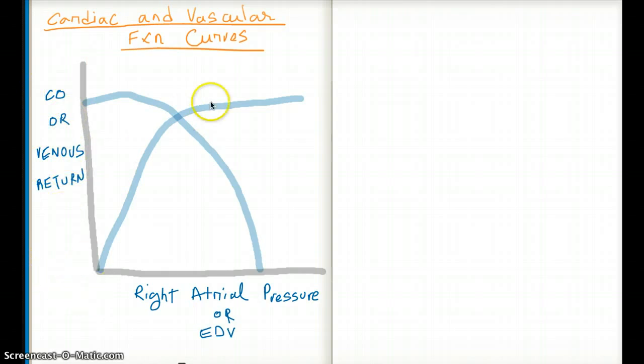So which graph is cardiac output? Which graph is venous return, right? In these cardiac vascular curves, the one that's starting from the zero axis going up is going to be our cardiac output. And the graph which is starting way above on the y-axis and coming down and meeting the x-axis is going to be our venous return.